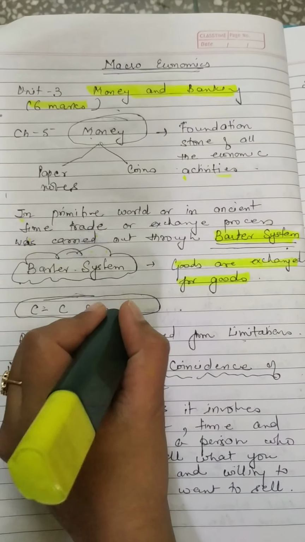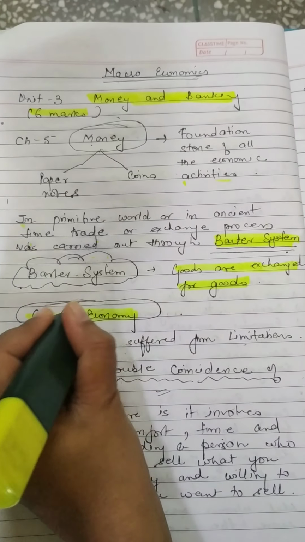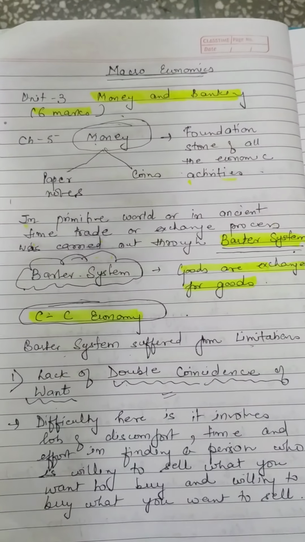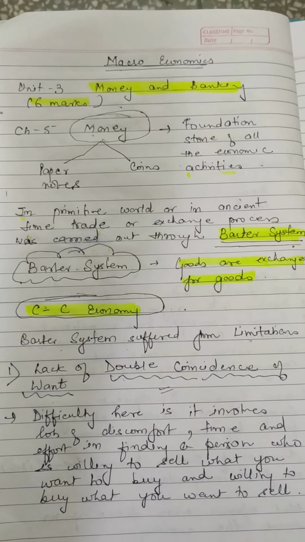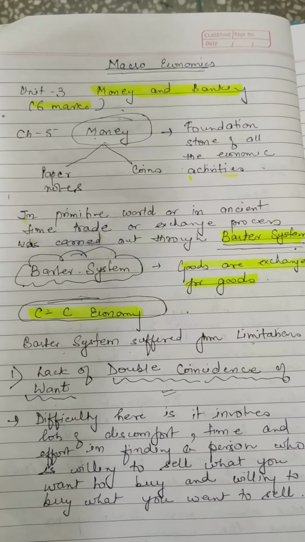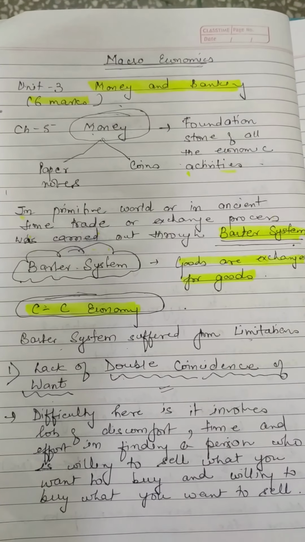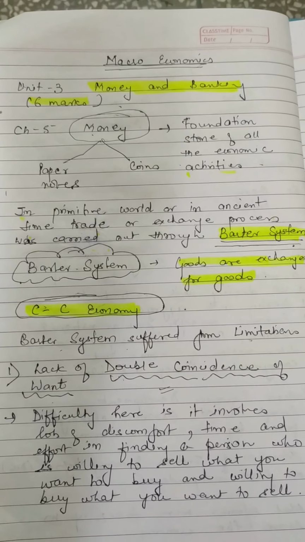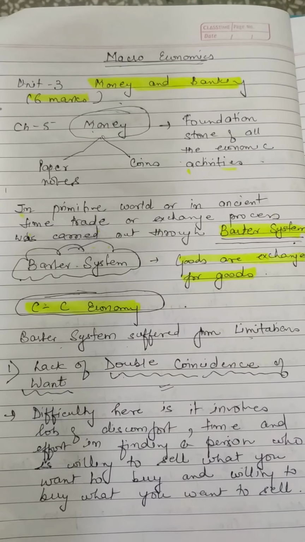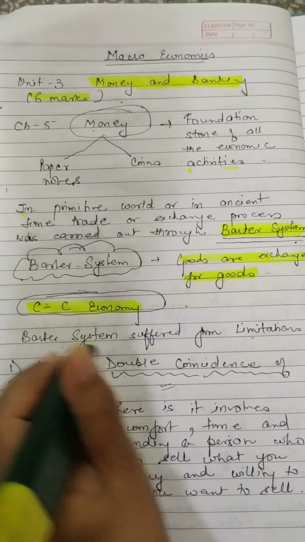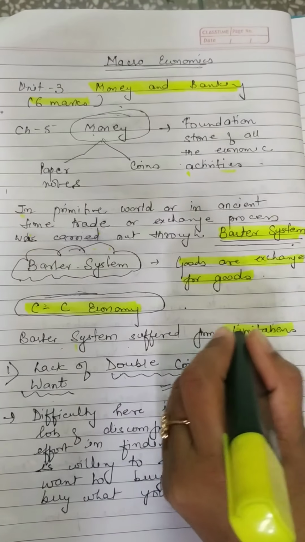It is also known as CC economy. Now what is CC economy? That is commodity for commodity economy. Now why is this system not prevailing in today's era? Why are we not using the barter system nowadays? Why did we switch to the monetary system? So the answer or the reason behind it is that the barter system suffered from various limitations.